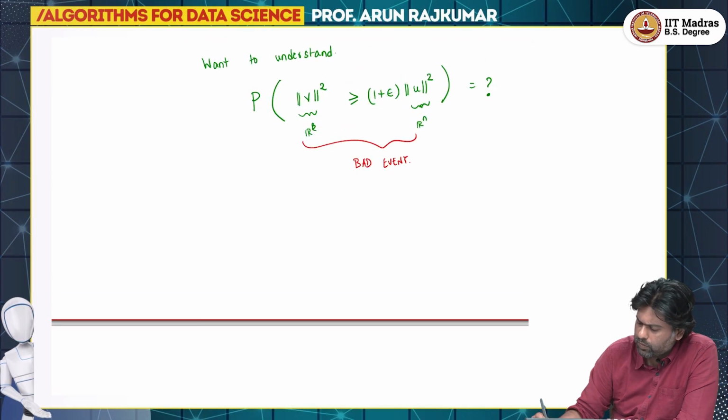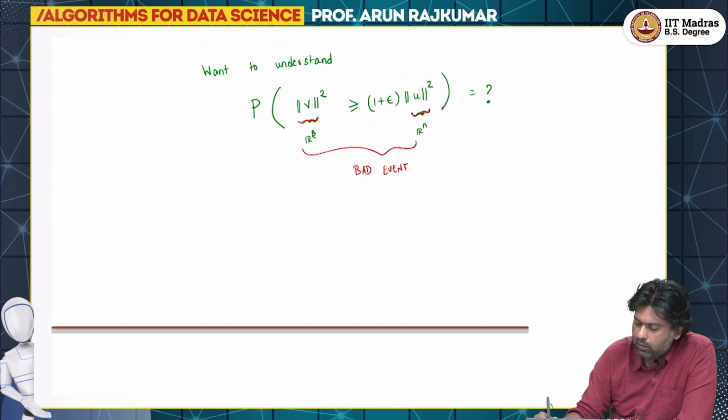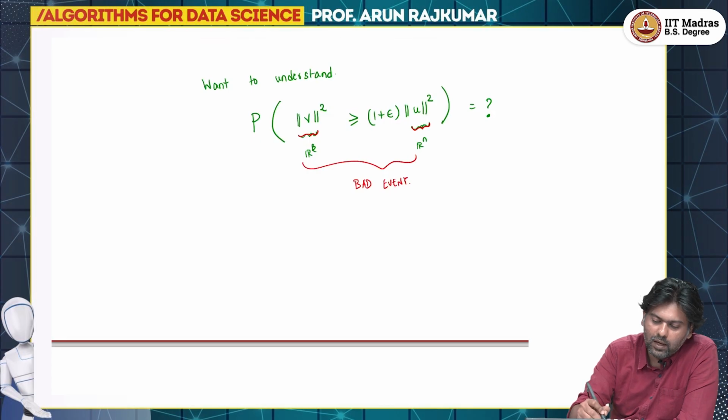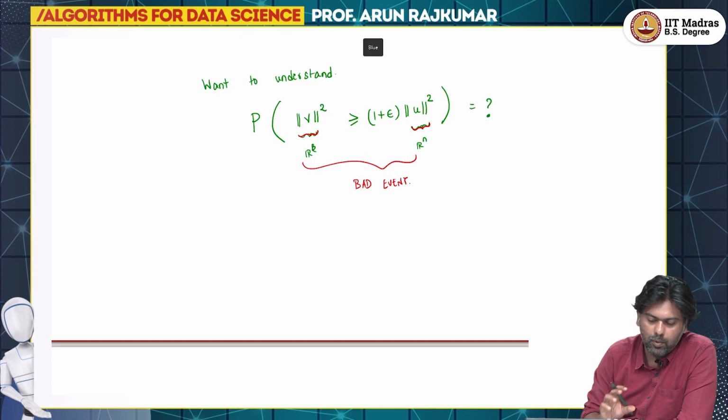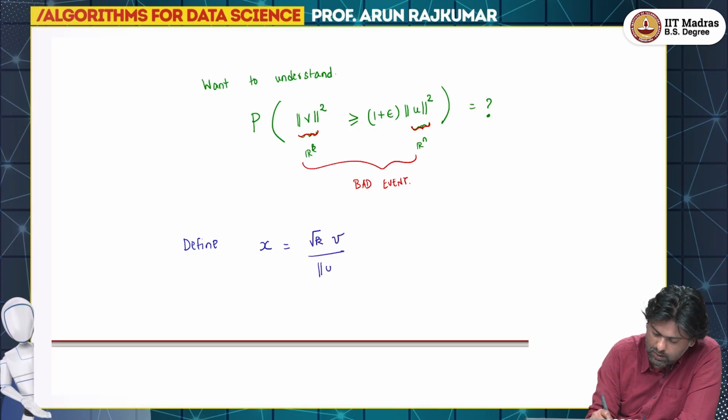Now, u is a fixed vector, there is nothing random about u. V is random because the matrix R by square root k is random, but we are going to slightly change things so that we get a slightly better handle on the randomness of the random variables that we are operating on. For this we are going to define a new vector x, and we will see in a minute why this definition makes sense.